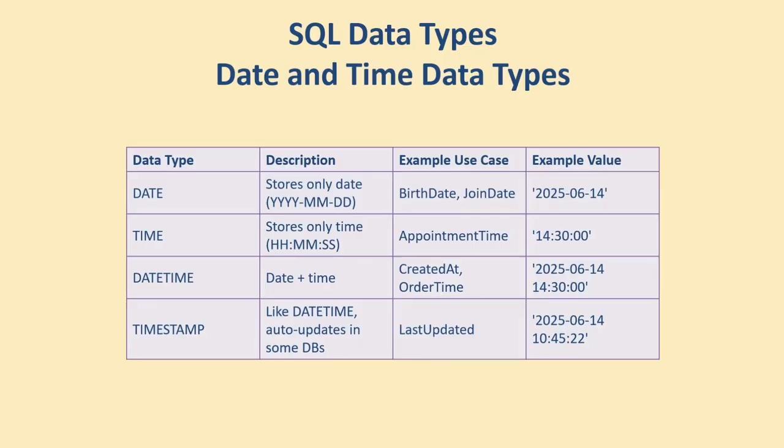The variables related to dates and time. We can also use these types. Date, it will be written year first, then month, then day. Time, hour, minute, second. Datetime, date plus time, like here. Okay. Timestamp, it's like the datetime, but it will be added automatically.